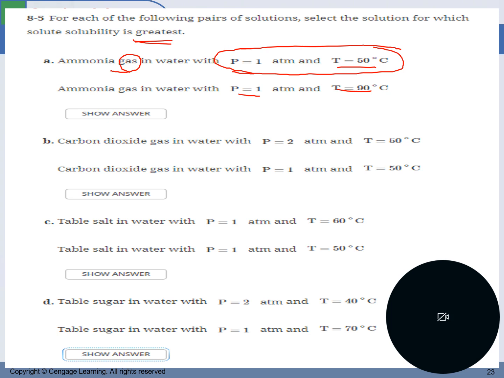For B, we're still dealing with a gas. We're messing with pressure this time and keeping temperature constant. So in this case, carbon dioxide and water would be more soluble at a higher pressure.